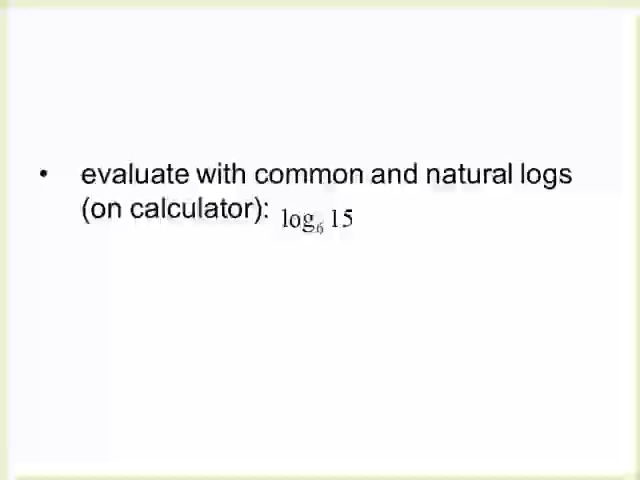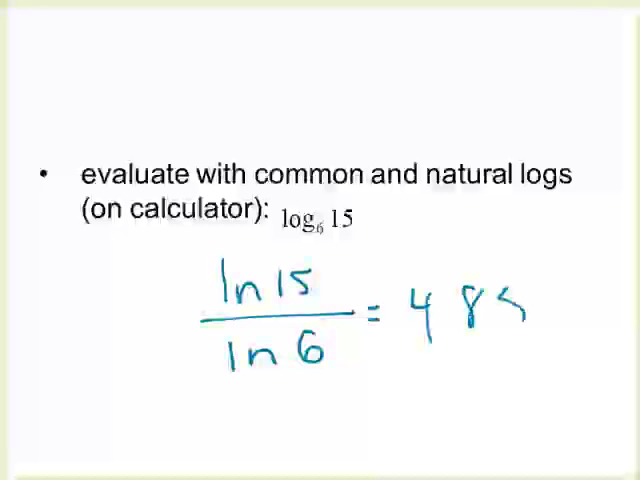One more change of base problem. We would do log or ln of the argument divided by log or ln of the base. And again, don't try to do any reducing. We cannot reduce that 15 and 6. We just have to type it in just as it is, making sure to close parentheses. And I get 4.852. No, I don't. I missed my division sign. 1.511. That sounds like a better answer.